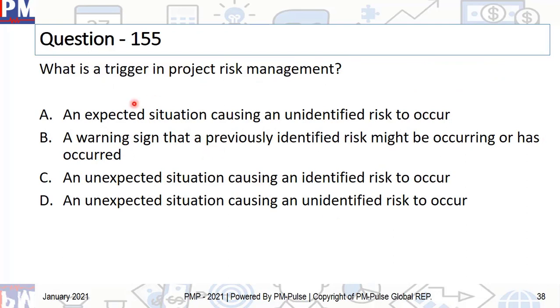All right, moving on to question number 155. What is a trigger in project risk management? A, an expected situation causing an unidentified risk to occur. B, a warning sign that a previously identified risk might be occurring or has occurred. C, an unexpected situation causing an identified risk to occur. And D, an unexpected situation causing an unidentified risk to occur.